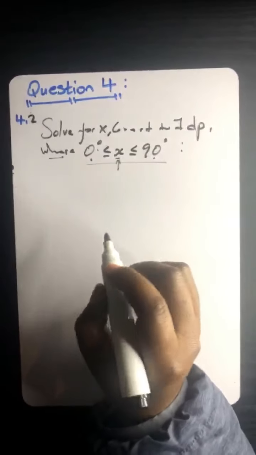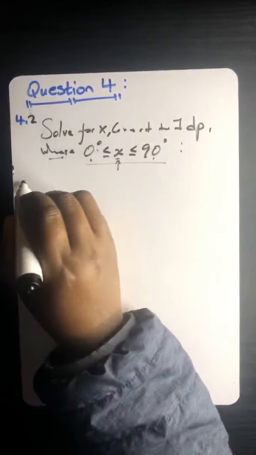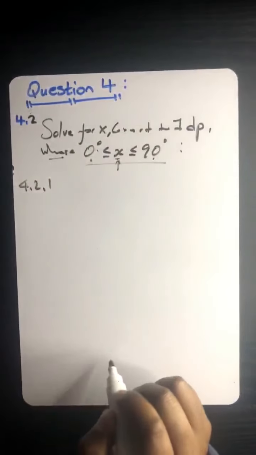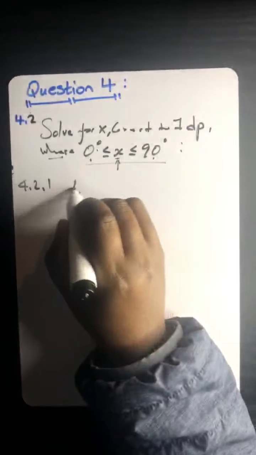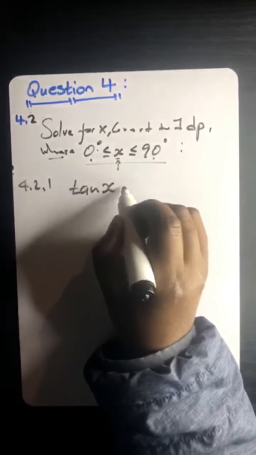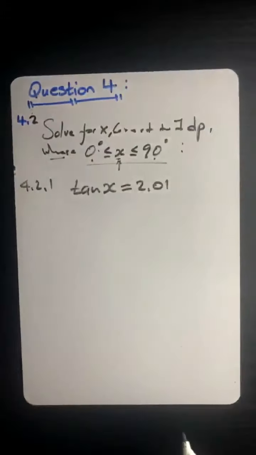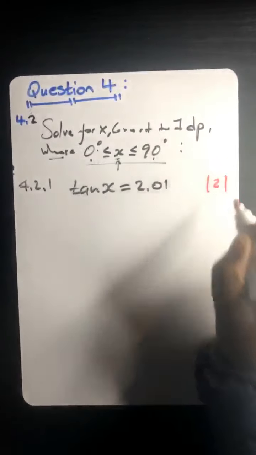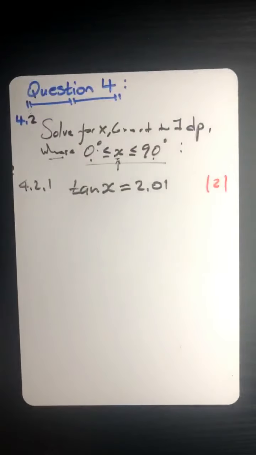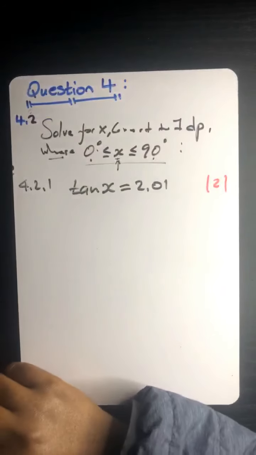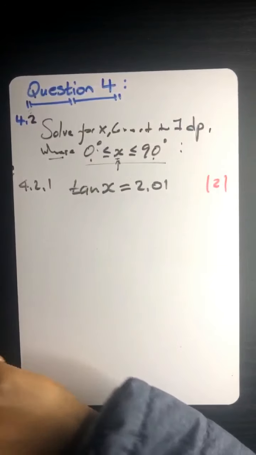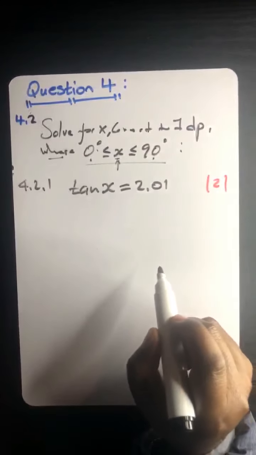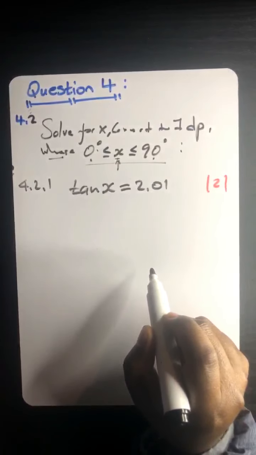So now let's see. The first question being 4.2.1. Remember, follow the numbering system used in the question paper. You have tan x being equals to 2,01. Just make sure that everything I'm writing there, I write it correctly. Very, very much important. This question is allocated two marks. Remember, guys, what we need to do is to solve for x, which means as part of our final answer, we should say x is equals to whatever as our final answer.